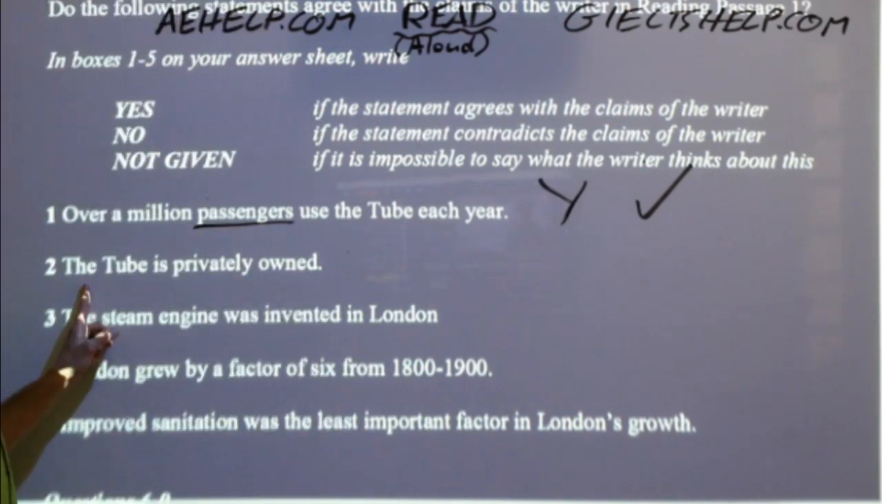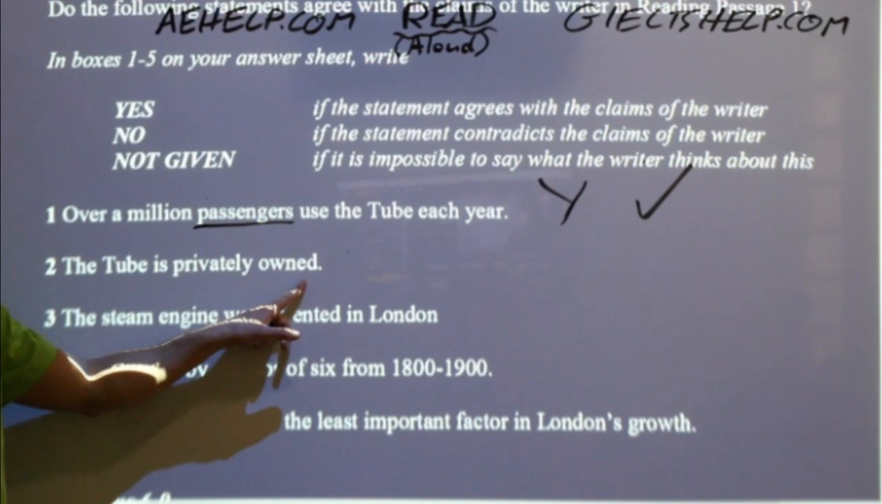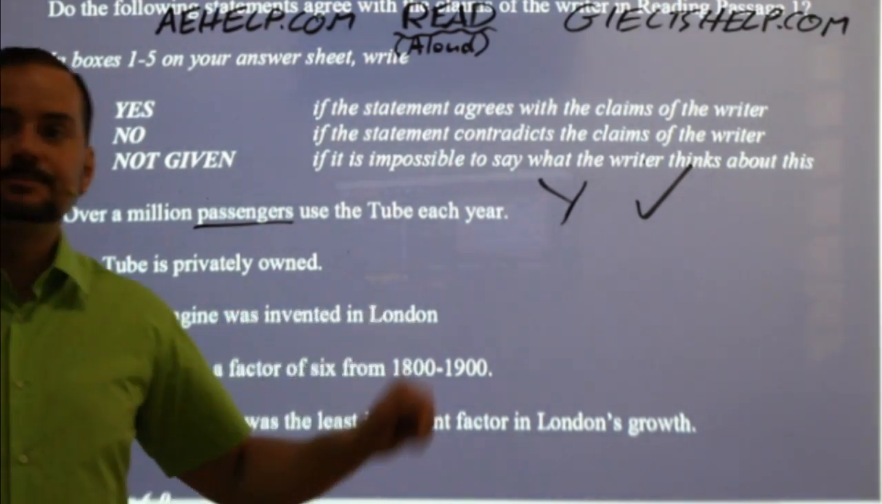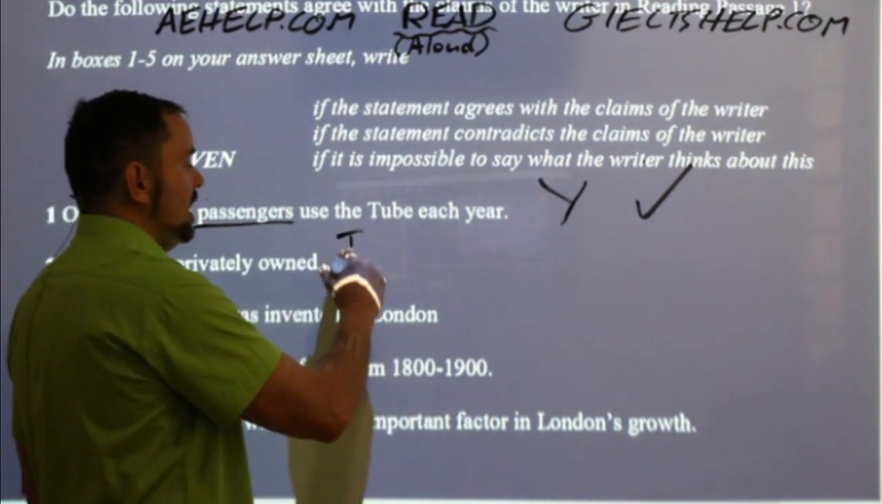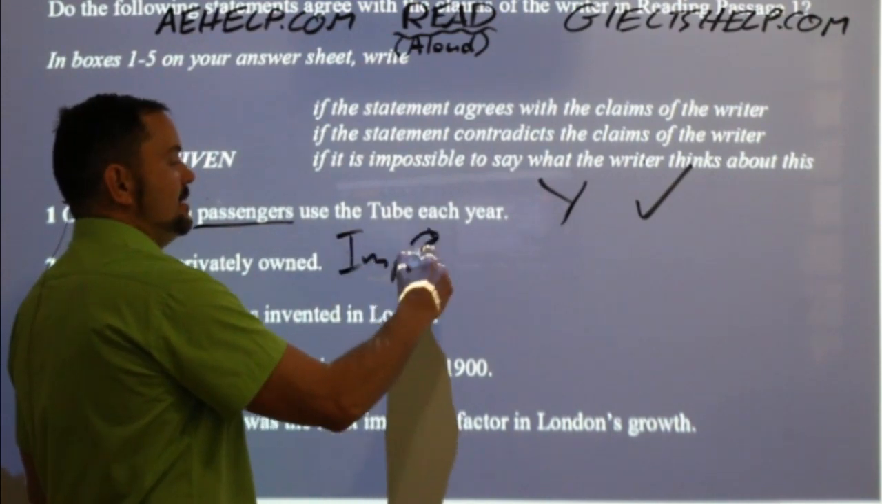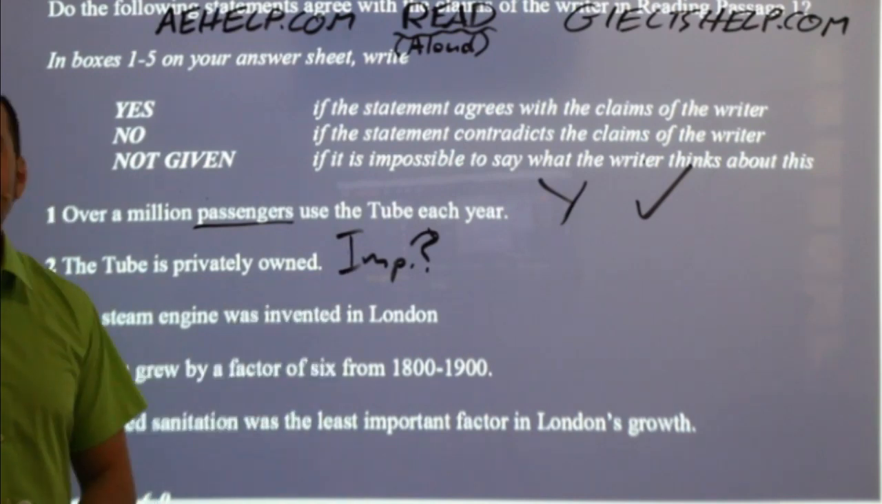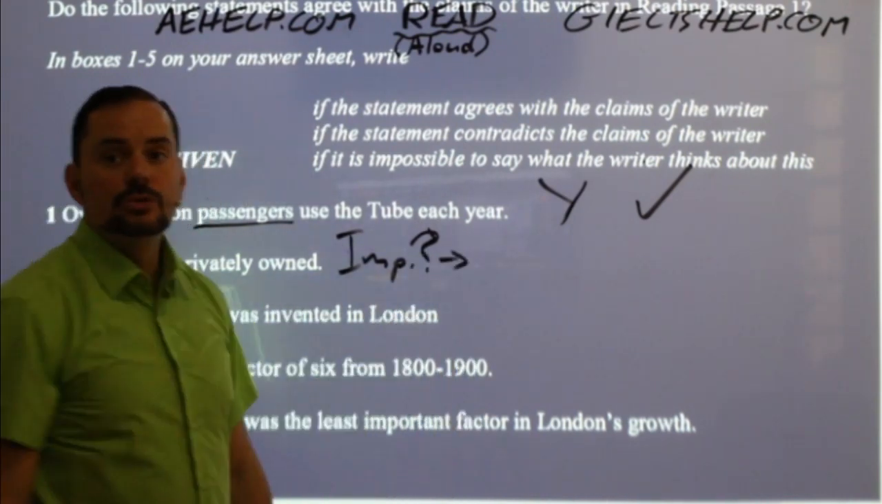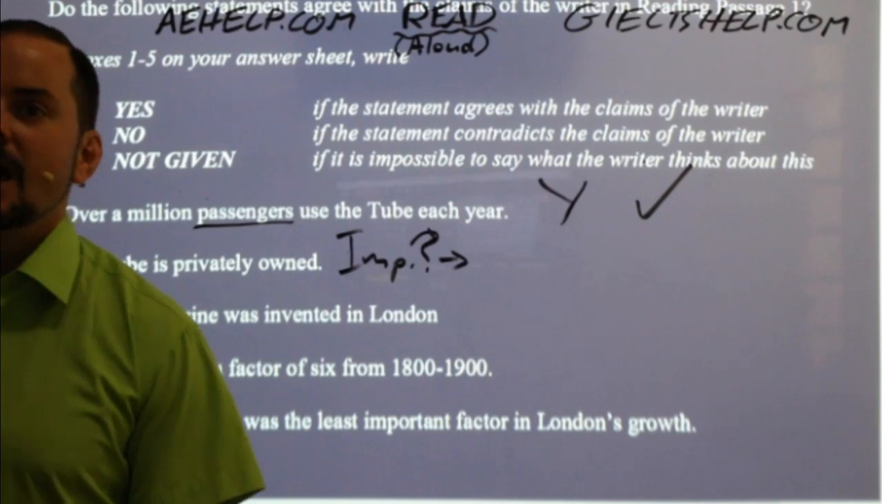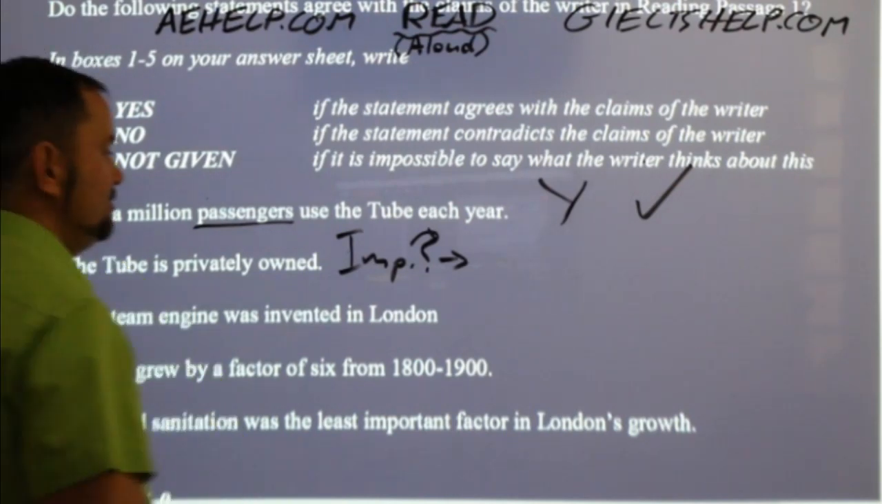The tube is privately owned. Is it important to know? So I'm going to shorten it like this. Imp, important. Imp actually has a different meaning, so careful. Imp, is it important? Yeah, users would be okay as well, Bekjan. Yeah, it's important. So it's given.